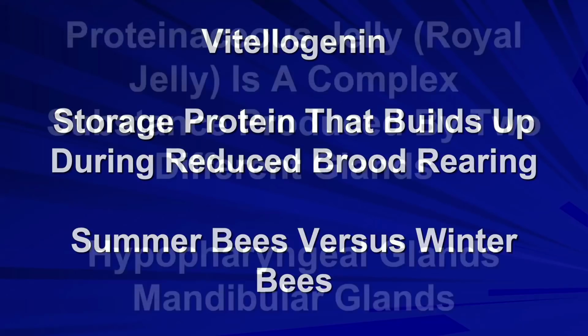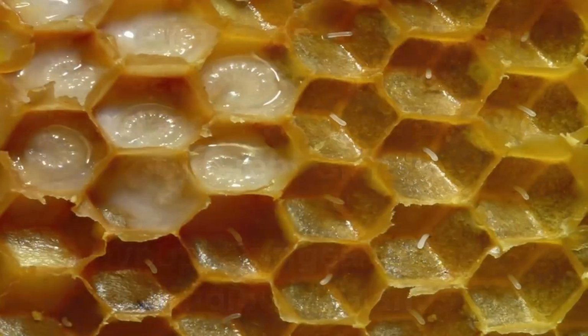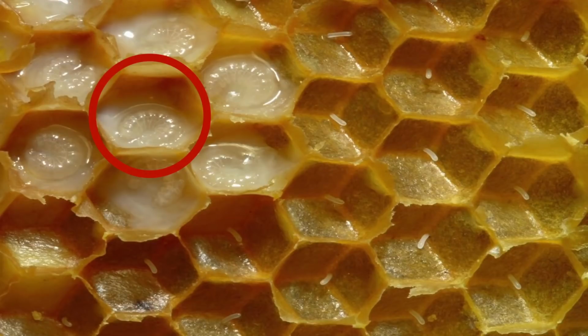It's a storage protein. Proteinaceous jelly, royal jelly, is a complex substance produced by two different glands. Of course, this is important in regards to nurse bees. And as we indicated, based on what we read, it's the hypopharyngeal glands or the brood food glands that are responsible for producing the royal jelly. But the mandibular gland also is involved. And this just shows you what the royal jelly looks like. You can see the tiny C-shaped larvae lying on a bed of royal jelly. It's a white, milky substance.